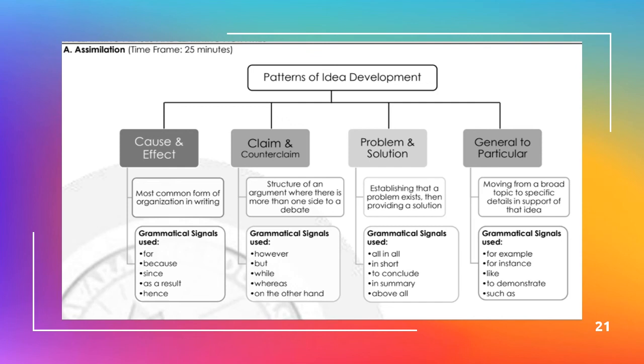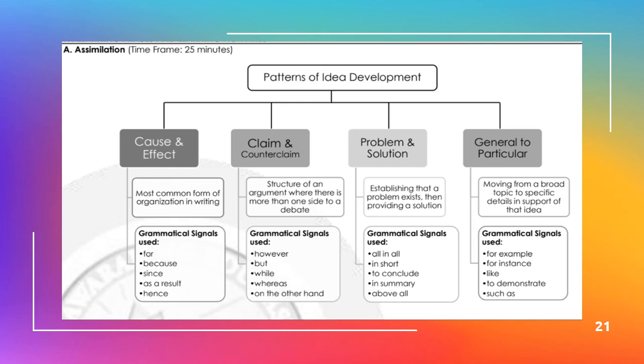Last but not the least, we have the last pattern, general to particular, moving from a broad topic to specific details in support of that idea. Okay, so from being general to particular, or from being broad to specific. These are some of the grammatical signals that we use. We have for example, for instance, like, to demonstrate, and such as.